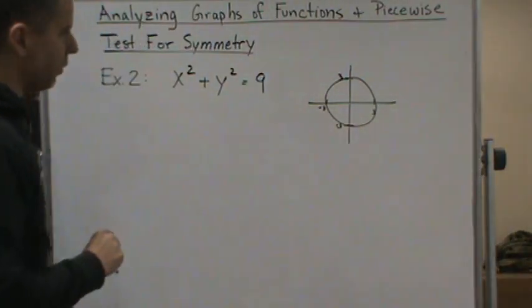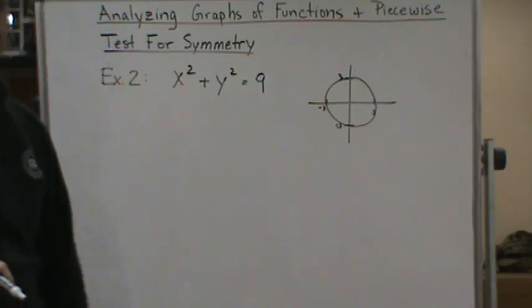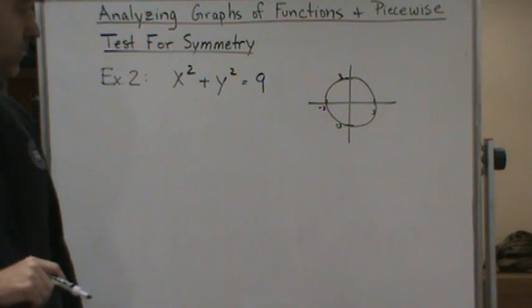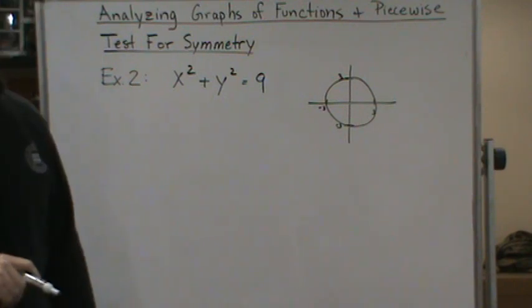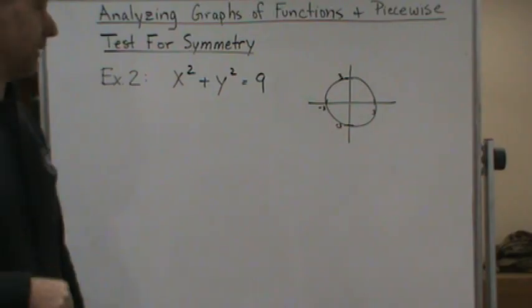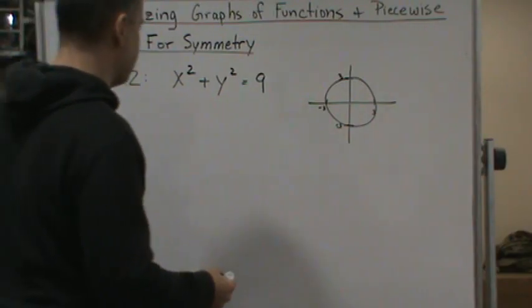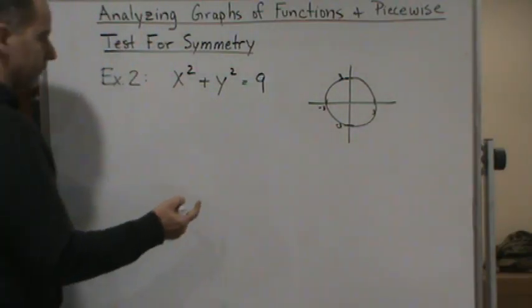So if it's centered at the origin, then right away, if we look at the graph, we see that it has all 3 symmetries. It's symmetric with respect to the x-axis, the y-axis, and the origin, right? So this has all 3 symmetries, but let's check, okay?